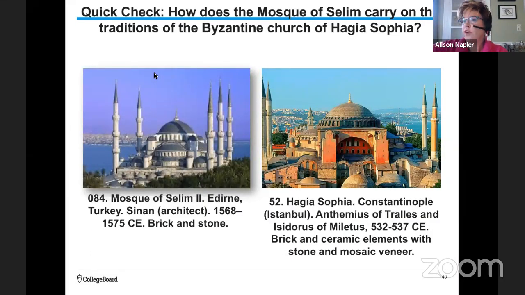Let's take a quick check and compare the Mosque of Selim with the Church of Hagia Sophia, which is a Byzantine church also in Unit 3. So take a minute and think about how these things are similar. And how might Hagia Sophia have influenced the Mosque of Selim and influenced Sinan in his work?